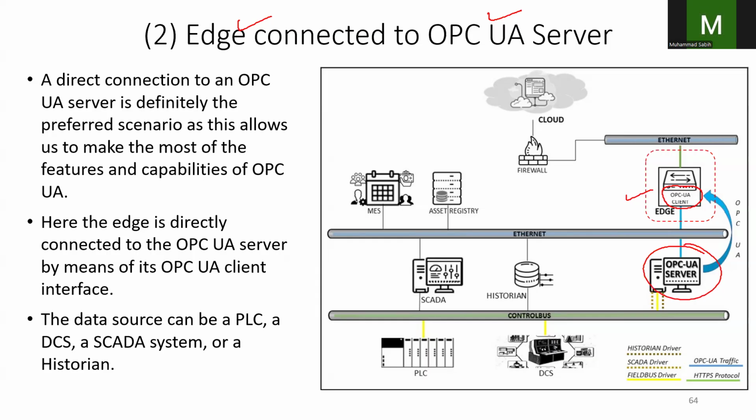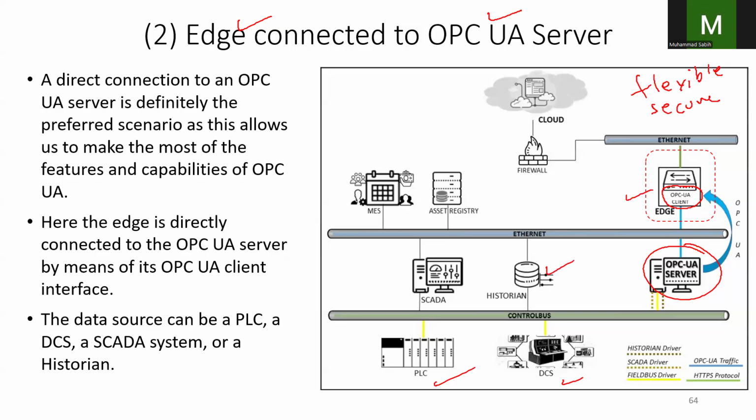This is powerful because it lets us fully utilize the advanced features of OPC UA, such as security, data modeling, and standardized data access. We have all seen this. This kind of setup brings flexibility, and so it is flexible as well as secure. The OPC server could be collecting data from any of the PLCs or SCADA or DCS. Okay, and it can even collect data from the historian.